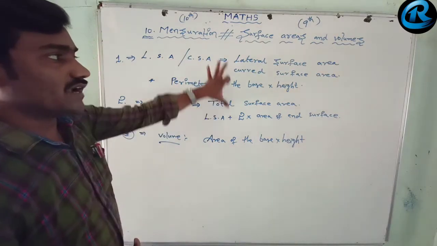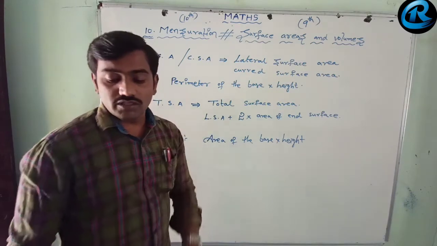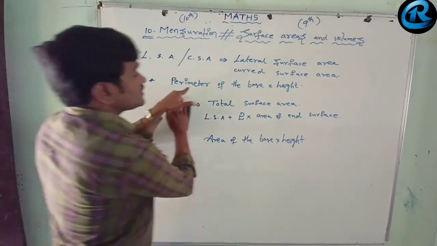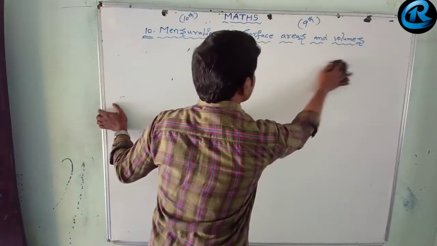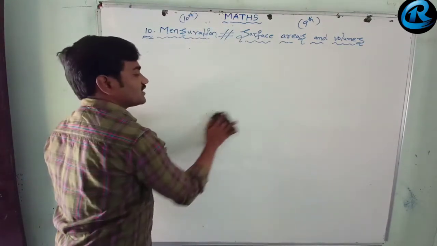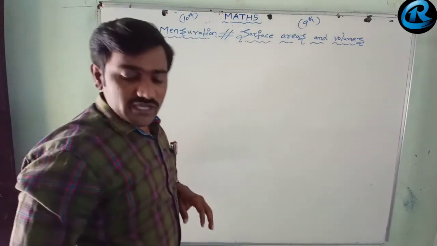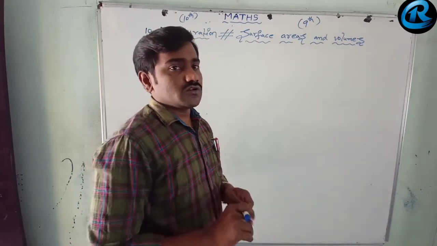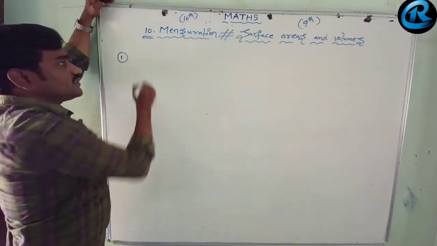These are the things you have to write first, before starting these chapters. Later we will discuss the formulas. Just remember these things. How to find out the lateral surface area? The perimeter of the base into height. Total surface area, lateral surface area plus area of end surfaces. And volume is area of the base into height. These formulas you need to remember, and this will help us to solve the problems. Now, let's discuss the formulas. The first one is cube.